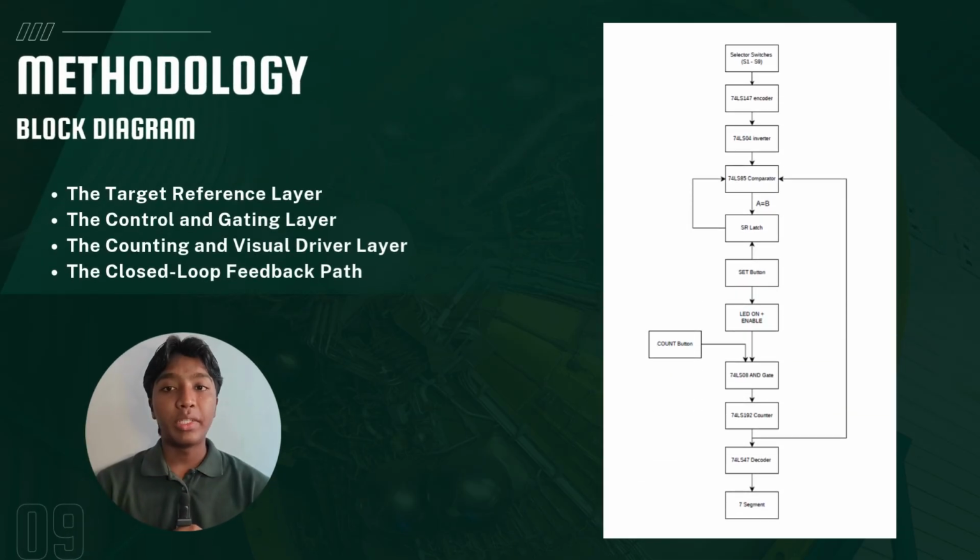Next, our methodology. I will start with the block diagram. First, we select the target attendance using switches 1 to 9, a 74LS147 encoder, and a 74LS04 inverter, which process this into a stable preset value for the 74LS85 comparator. Pressing the set button triggers the SR latch, turning on our status LED and sending an enable signal to the 74LS08 AND gate. This acts as an open door, allowing pulses from the count button to pass into the 74LS192 counter, which is then decoded by the 74LS47 and shown on the 7-segment display.